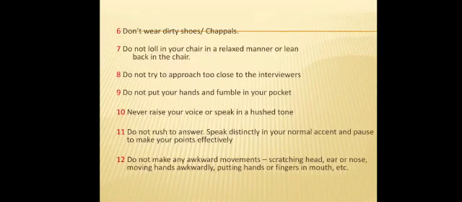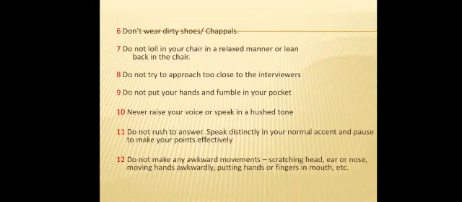Don't wear dirty shoes and chappals. If you are wearing dirty shoes and chappals, it looks awkward. So we need to take care of this. I'm not saying that you should wear new ones. Just try to get properly polished shoes. If you have chappals, just try to avoid them at the time of interview.